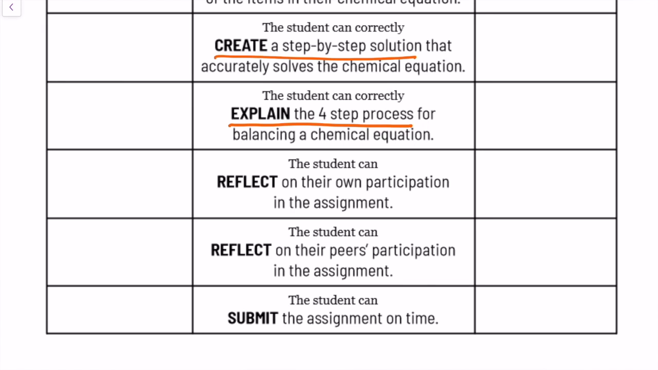Next, students will reflect on their own participation as well as the participation of their peers. I just want to find ways to hold all students accountable. And then lastly, the student submitted the assignment on time because we know it's good to have work submitted in a reasonable window.